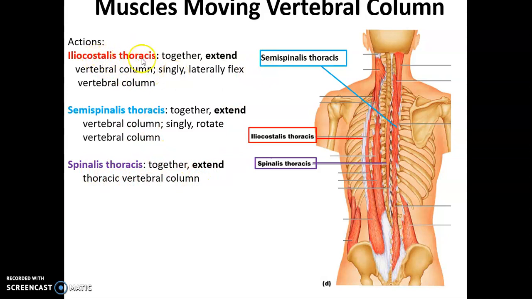For iliocostalis thoracis, if it acts singly, it can also laterally flex the vertebral column, allowing you to bend to the right or left side. And for the semispinalis thoracis, if the muscles act singly, it can help you to rotate the vertebral column, to twist to the right or left.